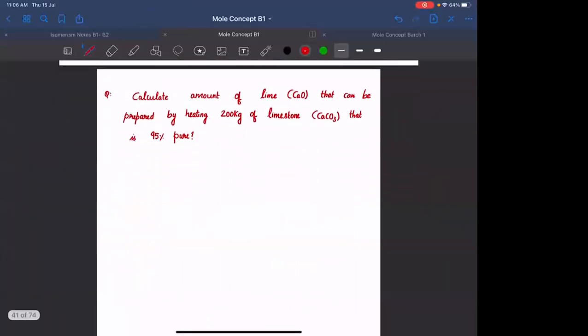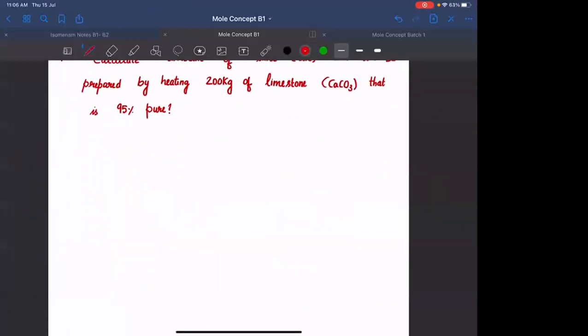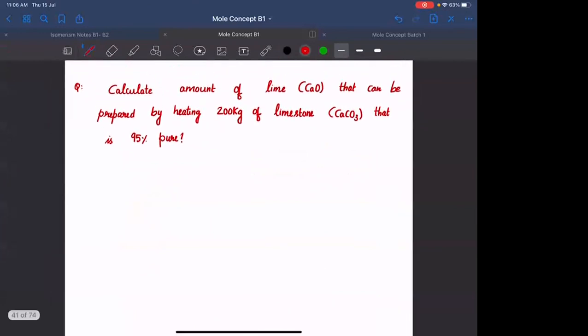We will start with a question today. Everyone, please attempt this question. I think this question is also present in DPP. Calculate the amount of lime that can be prepared by heating 200 kg of limestone that is 95% pure.